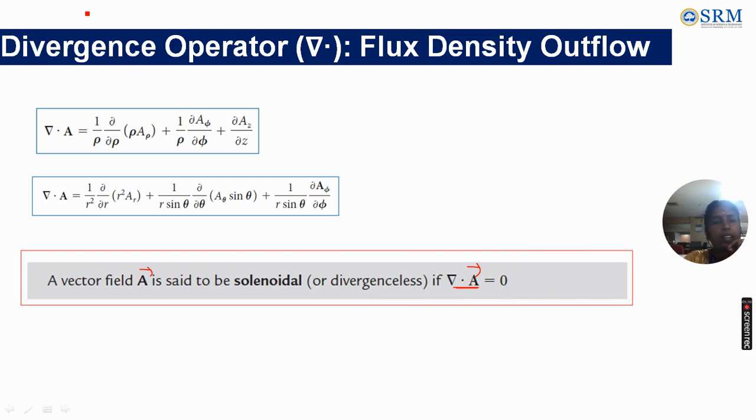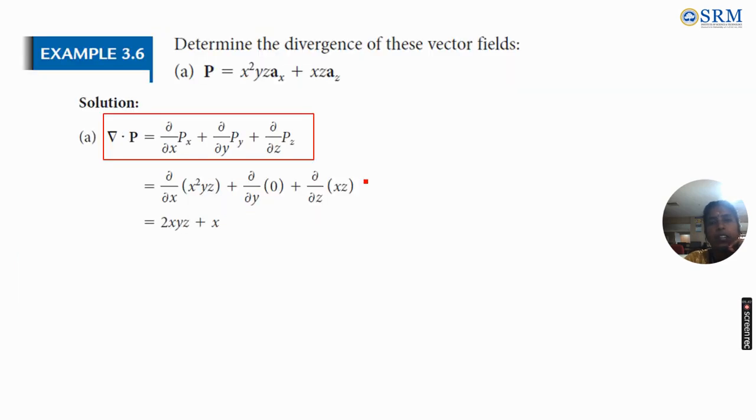We have defined the divergence for Cartesian coordinates. Similarly, I can define it for both cylindrical and spherical coordinates. These things we will see separately, how to write the expression. Now let us take one problem and understand how a divergence is computed.